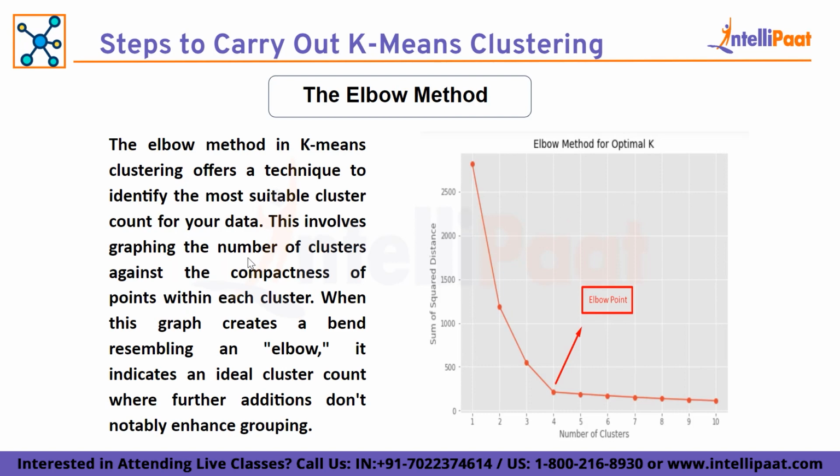The very first step is to choose the number of clusters, that is k value, into which the data will be segmented. This can be done using the elbow method. It is a technique to find the optimal value of k. In this graph, the elbow point is at 4, so we can create 4 clusters of data. If we increase the value of k, in that case, we cannot see any significant change in the grouping.